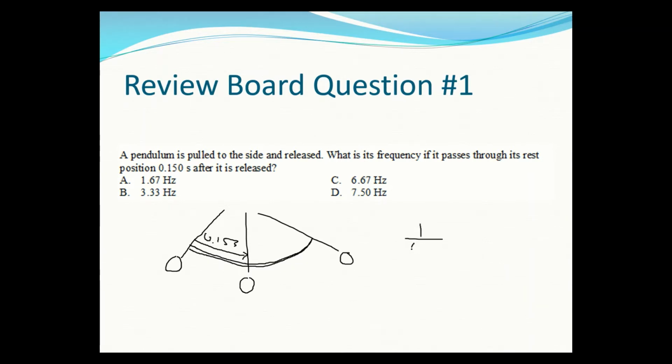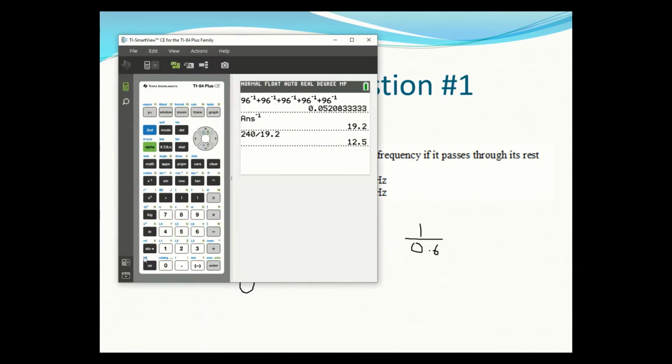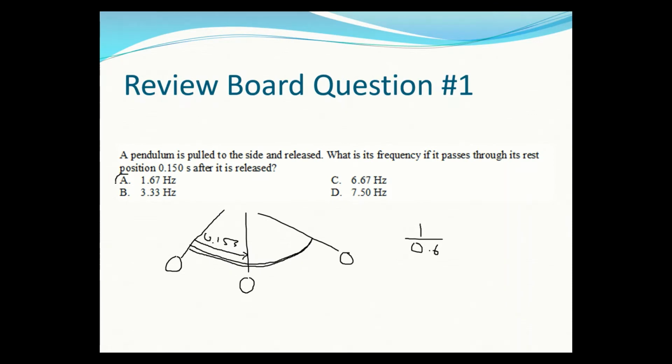When we went over it, we got 1 over the 0.6, and when we went over 0.6, we get 8 as an answer.